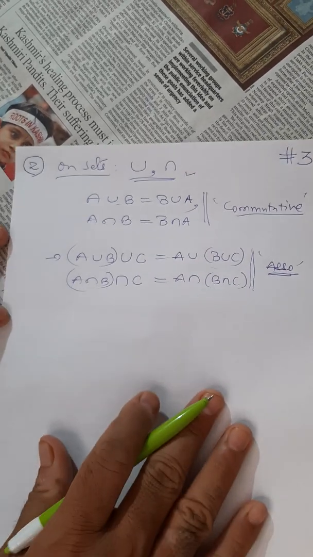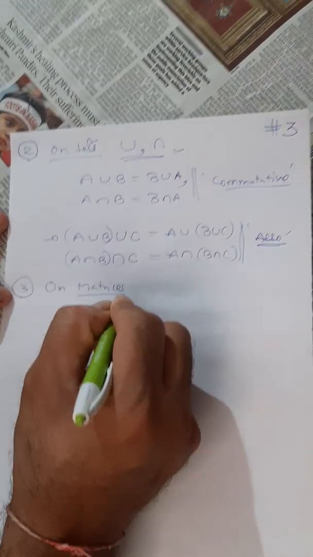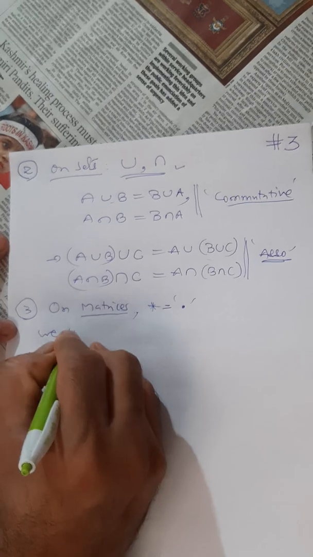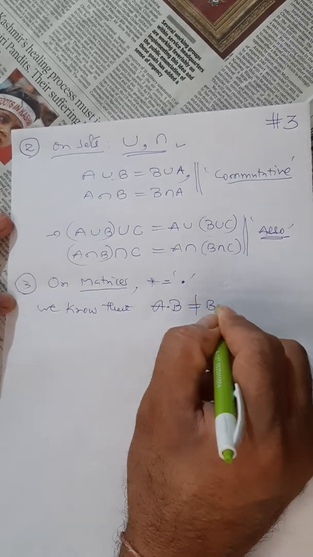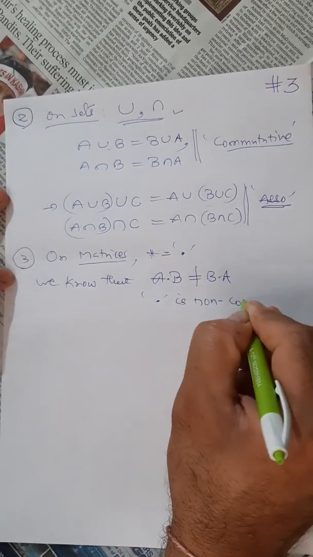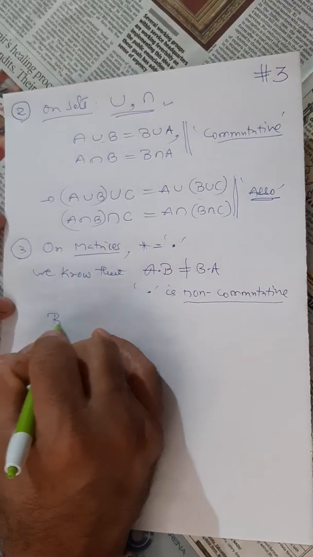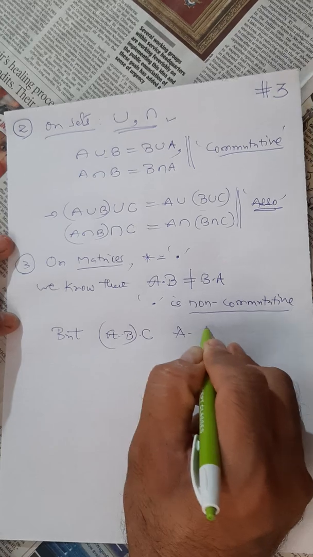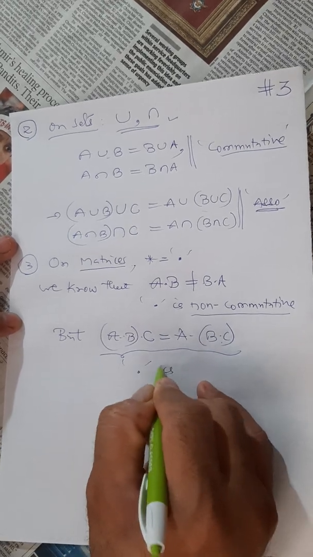This is always true. One more, if you remember, on matrices, you already studied. If I take asterisk as, for example, multiplication, then we know that A into B need not be the same as B into A for two matrices A and B. It means multiplication is non-commutative. You know this. I'm just reminding you. But they are associative. For three matrices A, B and C, these two are always equal. That means matrix multiplication is associative.